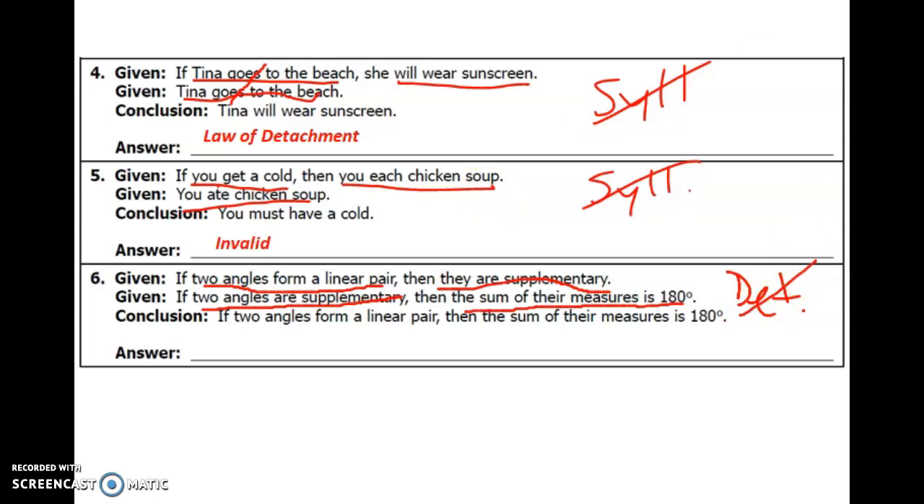To decide if this is syllogism, I need to say, well, is my conclusion, they are supplementary, the same as my hypothesis? If two angles are supplementary, they are supplementary. Those things are the same. So when I cut out the middleman, I should be left with if two angles form a linear pair, perfect, then the sum of their measures is 180 degrees. Perfect. This is indeed the law of syllogism.